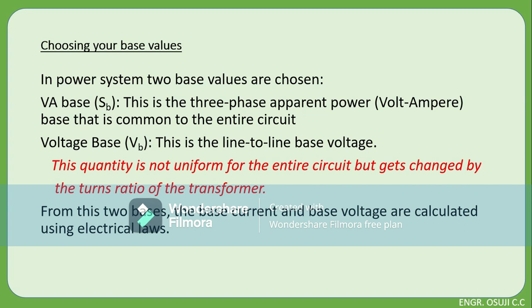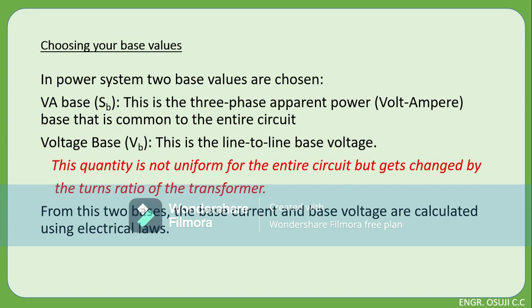And why does it vary? Because we have transformers in the power system. The voltage into a transformer is different from the voltage out of the transformer. Take for instance step up or step down transformers. If we choose a voltage of say 200 volts, and we are considering a transformer that has a turns ratio of 1:2, that is, the primary is 1, the secondary is 2.